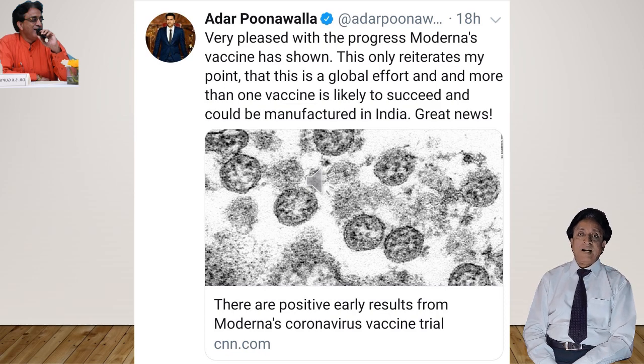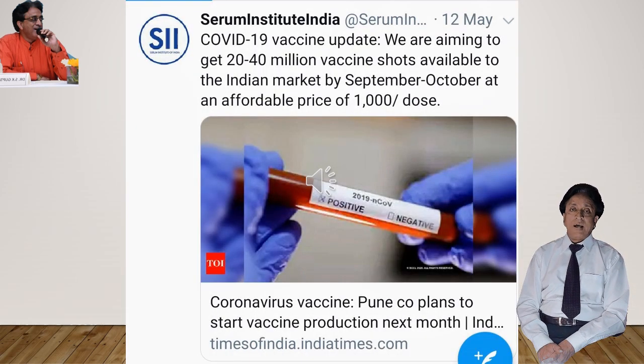Poonawalla, who is the CEO of the Serum Institute of India, was very happy to know about Moderna's vaccine success. He tweeted that it reiterates his point that it is a global effort and more than one vaccine is likely to succeed and could be manufactured in India. Great news. Serum Institute of India, on 12th of May, tweeted that they are aiming to make about 20 to 40 million vaccine shots available to the Indian market by September October 2020 at a very affordable price of 1000 rupees per dose.